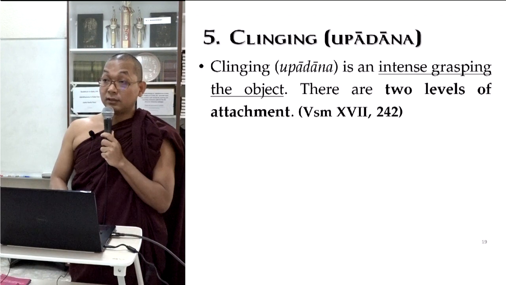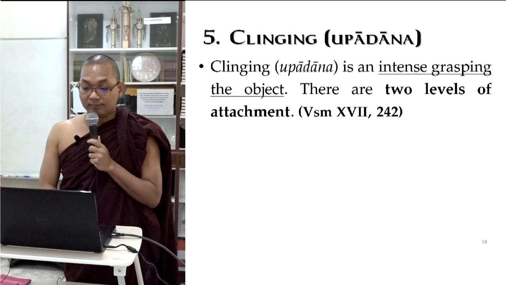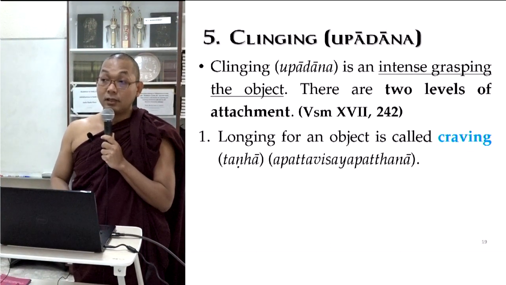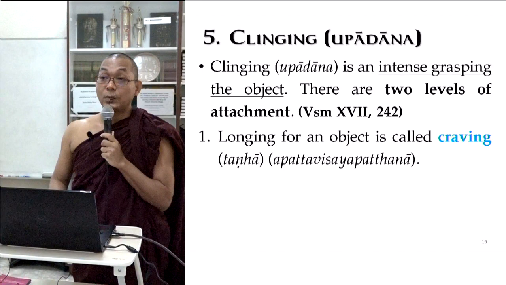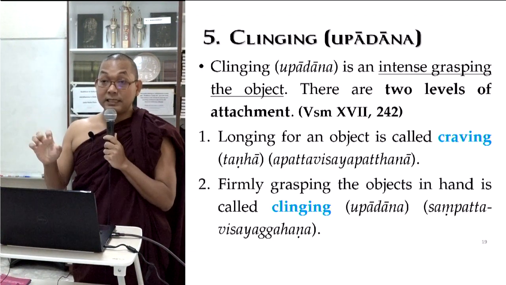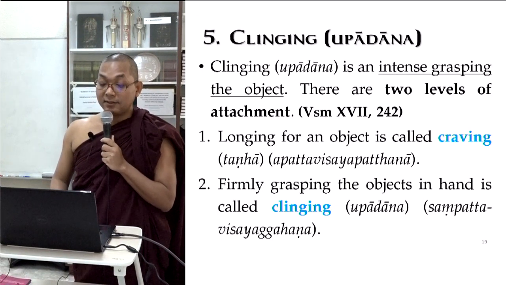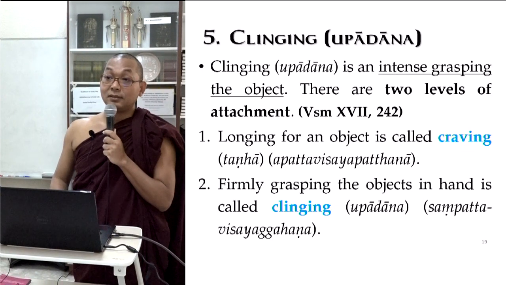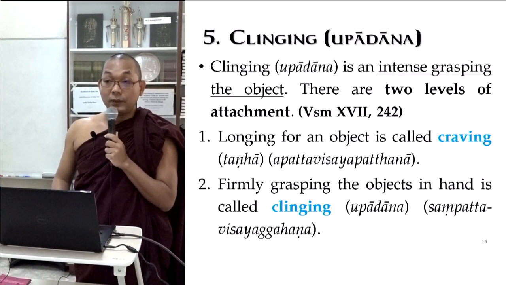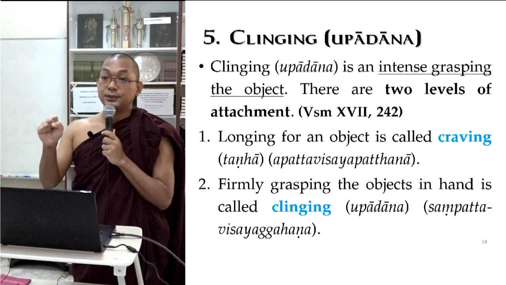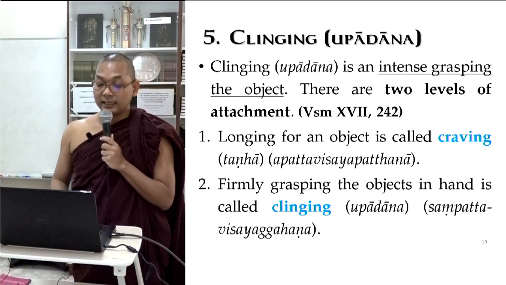Visuddhimagga mentioned two levels of attachment. Number one, longing for an object. You want something. That is called craving. Number two, grasping, taking the object in your hand. You do not let go. That is called clinging. So that is more powerful according to commentary explanations. So craving is normal attachment. Clinging is you cannot let go. You cling to that. You grasp it. Right? That's clinging, upādāna.